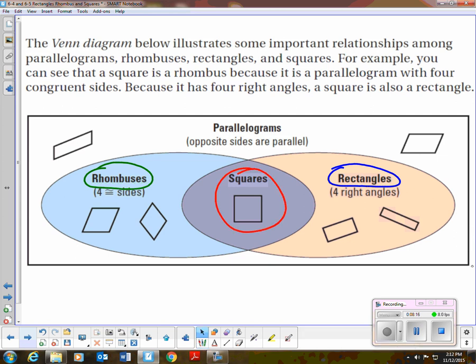So know that some rhombuses are squares, some rectangles are squares. But all squares are rectangles and all squares are rhombuses also. And all three of these are all parallelograms. But not all parallelograms are rhombuses, and not all parallelograms are squares, and not all parallelograms are rectangles. There are figures that are just parallelograms. So it's kind of good to see how things overlap here.